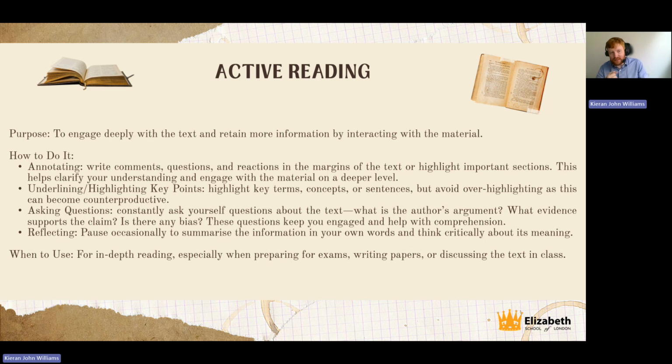So this includes things like annotating. Hopefully not in a book, but if you photocopied it, you can write notes on it. You can put symbols next to it, highlighting, writing little notes in the corner. So this shows that you are actively reading. You can do this on the computer. If you've read an article, you can make some notes on Word, and then you can find them later on.